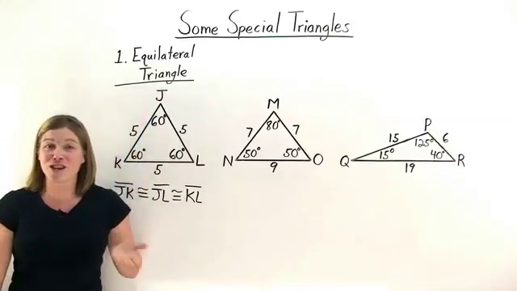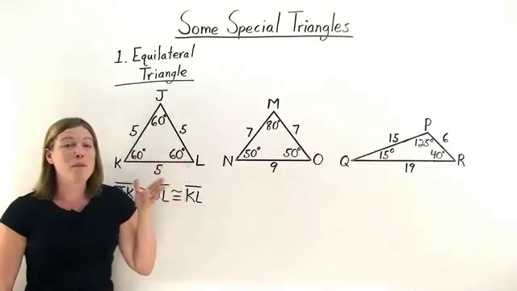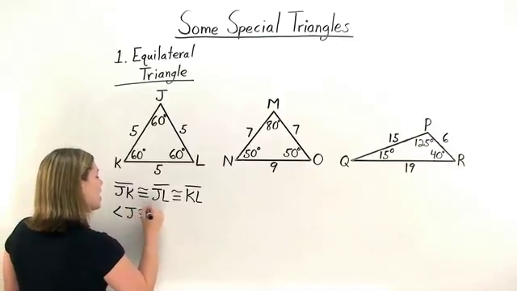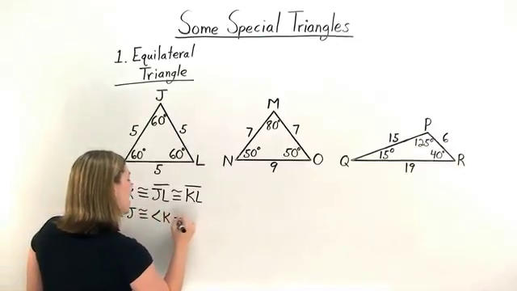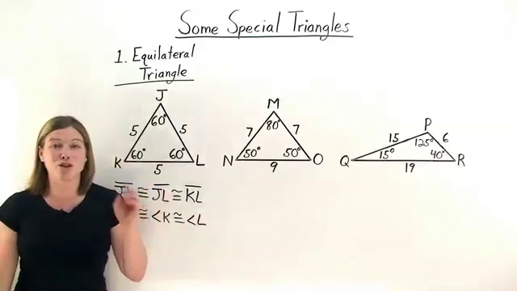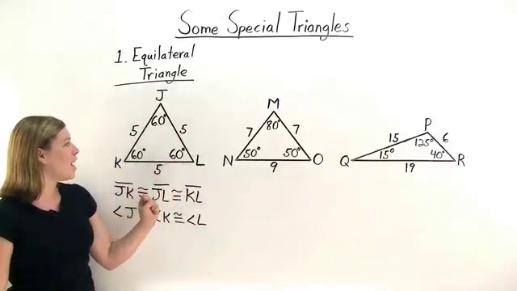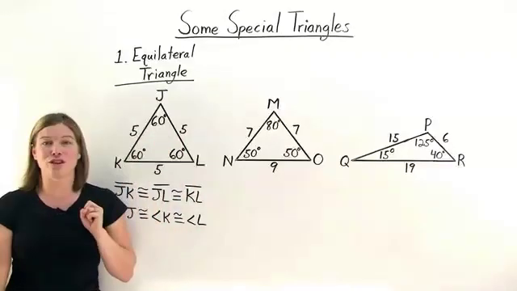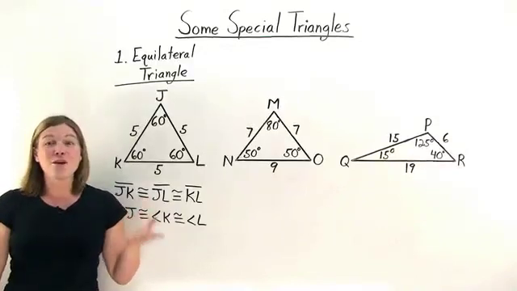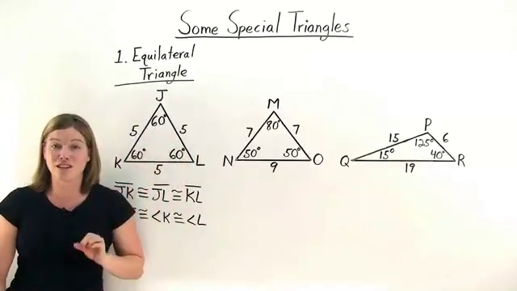And take a look at those interior angles. They all measure the same as well. Each angle measures 60 degrees. So we can say this: angle J is congruent to angle K, which is congruent to angle L. Each of those angles measure the same. So when we see a triangle where all the sides measure the same and all the interior angles measure the same, we're looking at an equilateral triangle. And actually, with an equilateral triangle, each of the interior angles will always measure 60 degrees.